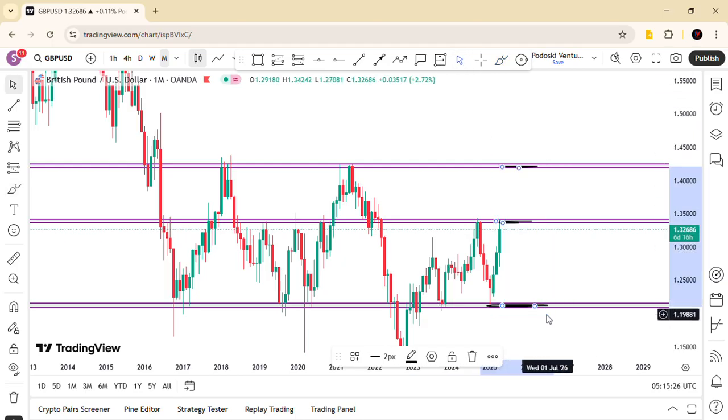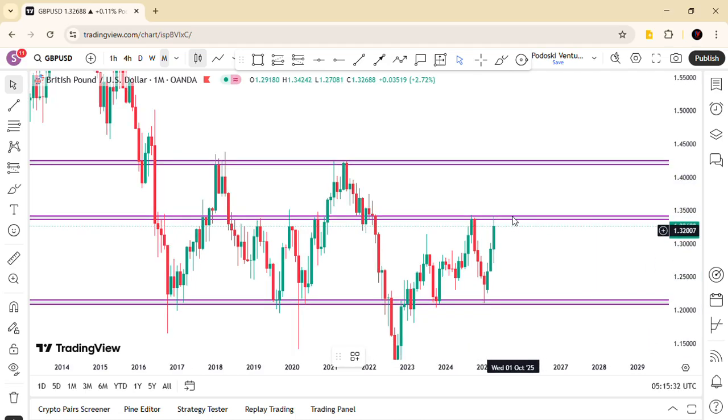On the monthly time frame, we are definitely seeing an uptrend, and that uptrend has just tapped into the monthly midway zone. So we should be expecting price to drop from there.